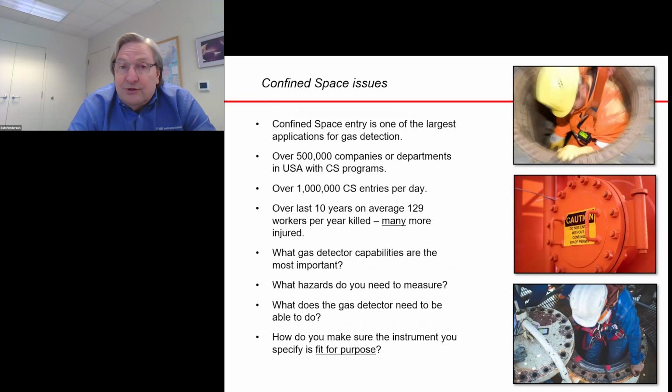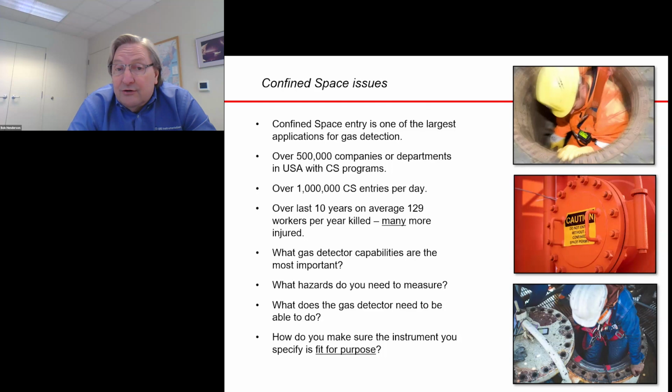And then we get to confined space issues. There are a lot of confined spaces in construction projects. It's one of the largest applications for gas detection. Over 500,000 companies or departments in the USA alone have confined space programs. In the United States alone, there are over 1 million confined space entries per day.